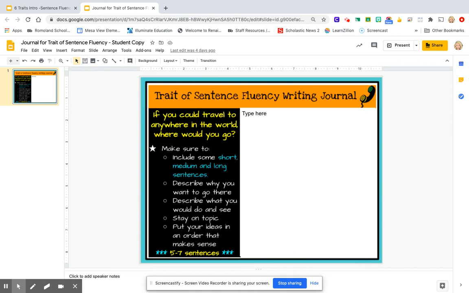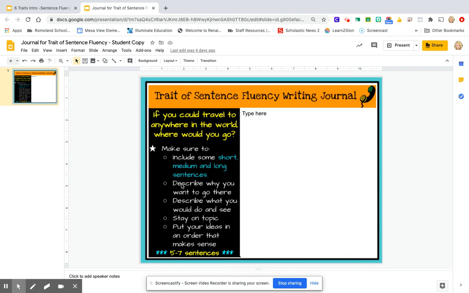So it's not just like, I would like to go to Paris. I would like to see the Eiffel Tower. I would like to, okay, right? It kind of sounds boring. You want to make sure you kind of change that up a little bit and also change the way that you start each of those sentences.